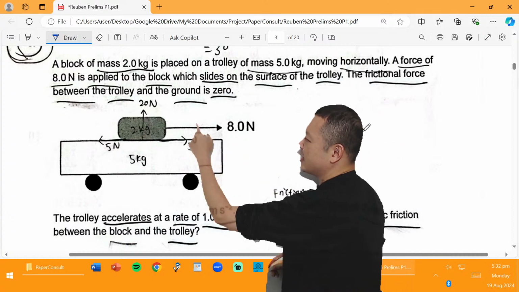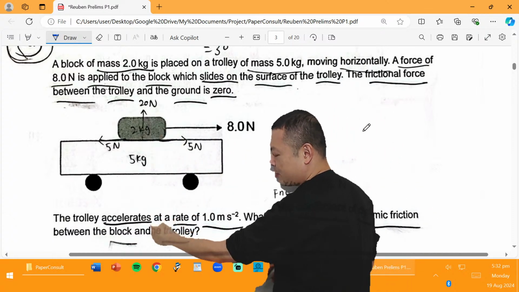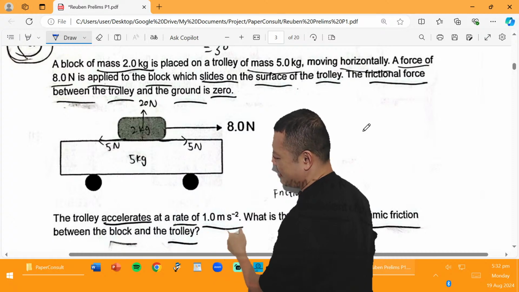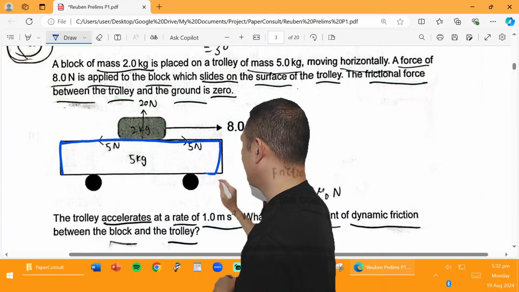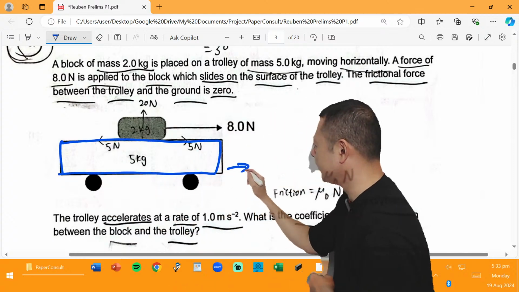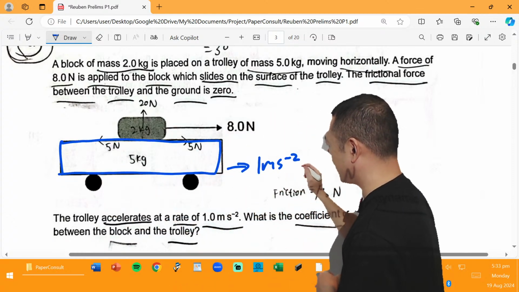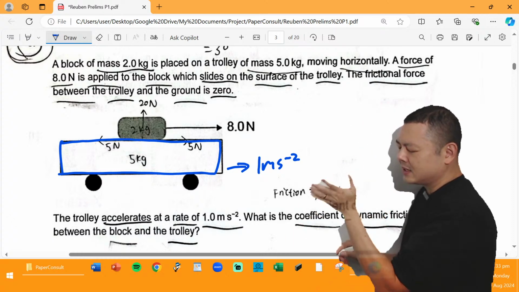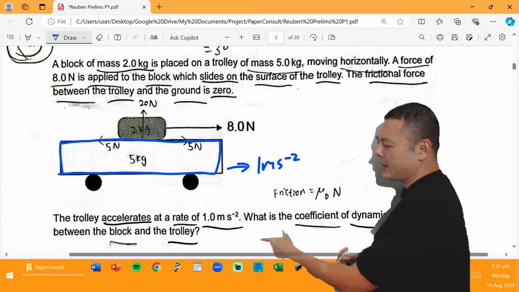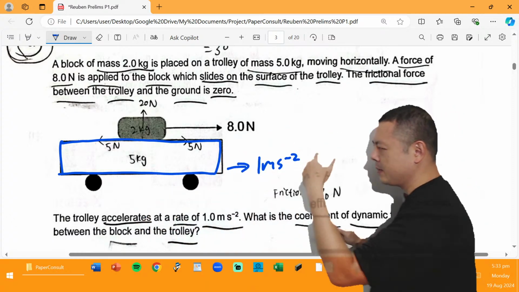Instead of telling you the acceleration of the mass, they tell you the acceleration of the trolley. They say that the trolley accelerates at 1 meter per second squared. So this trolley here, this blue thing, is accelerating at 1 meter per second squared. With acceleration comes resultant force, so we play that game again.